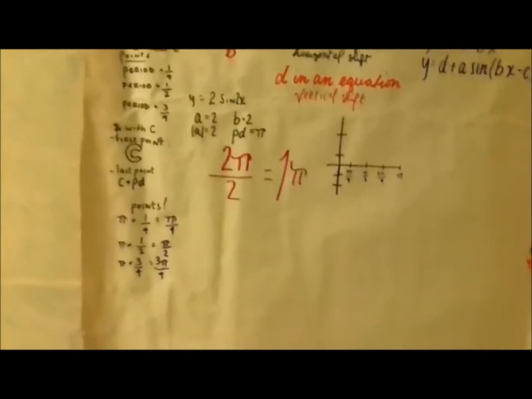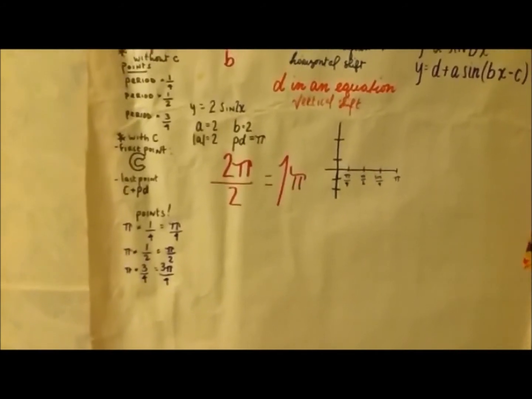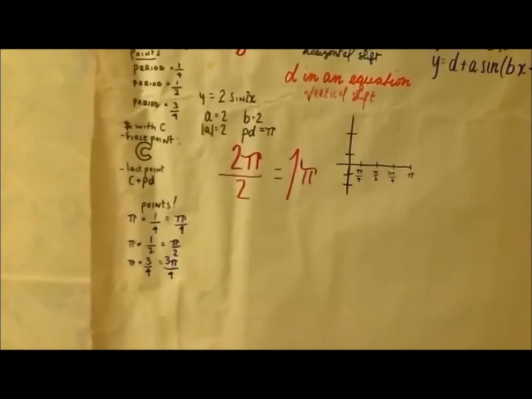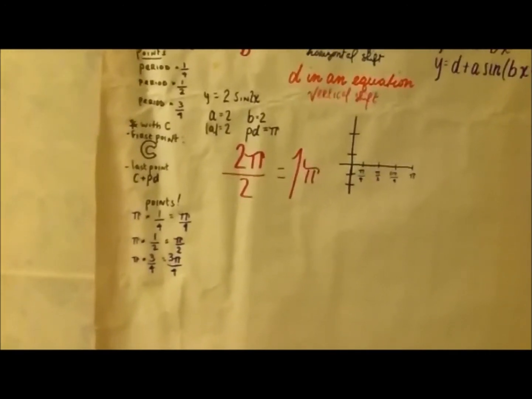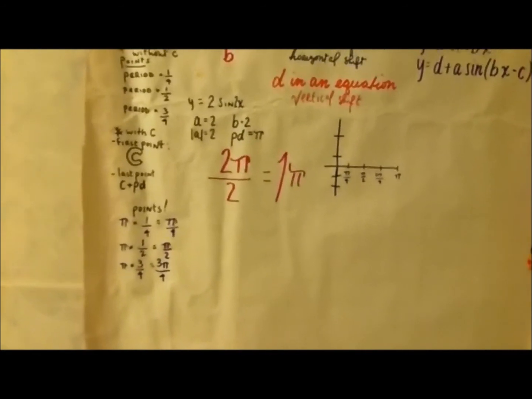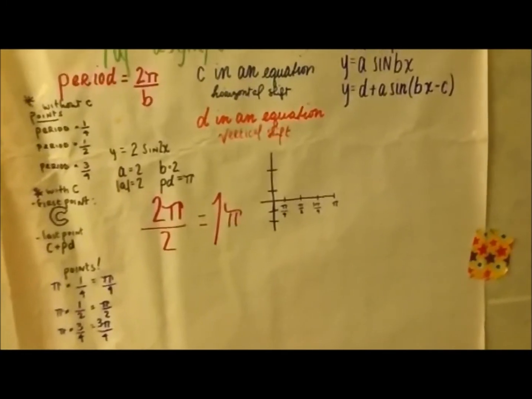Now we're graphing our points. Our points you see right there in the bottom corner. Pi multiplied by 1/4 equals pi over 4. Pi multiplied by 1/2 is half of pi. Pi multiplied by 3/4 is 3 pi over 4. Now, we're gonna get down to business and graph.